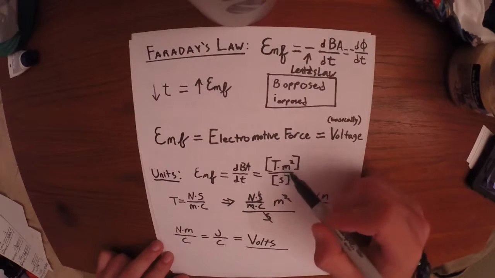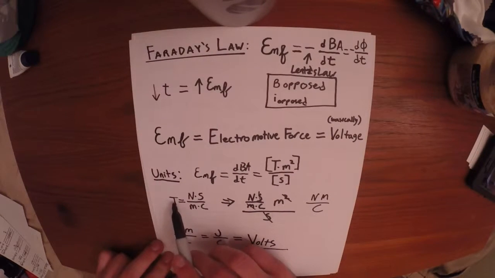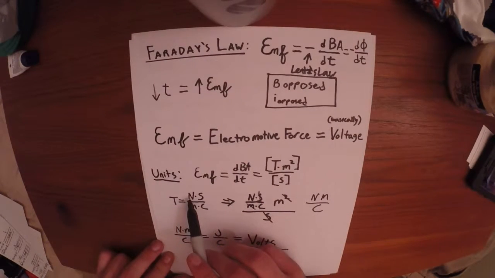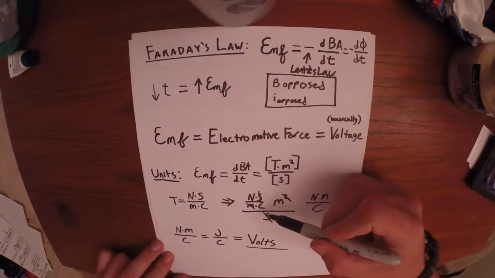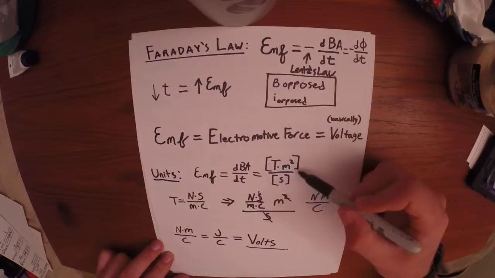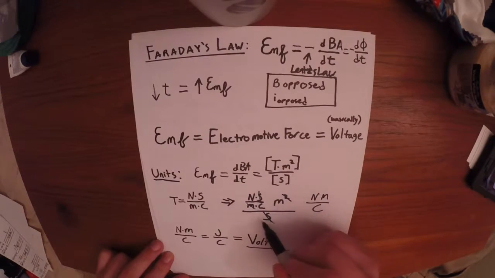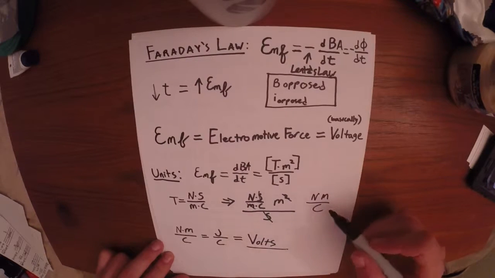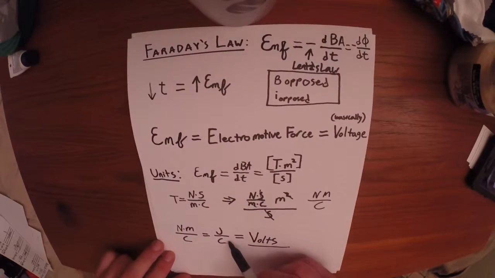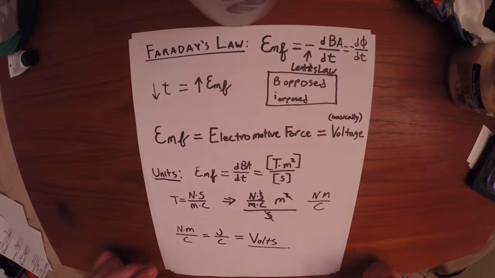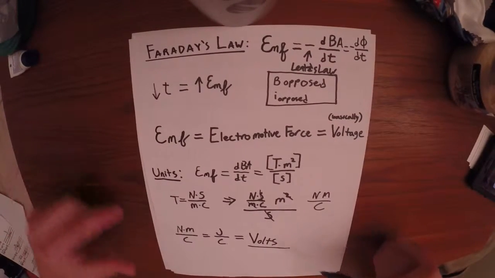time, which is seconds. You can take this equation and break it down a little bit further, to Teslas being newtons times seconds over meters times coulomb. And then when you plug that back into these units, you see that you can cross out seconds and meters squared in meters, and you end up with newton meters per coulomb. This is also referred to as joules per coulomb or volts. This is an easy way to double check the fact that EMF is in fact the same as voltage.